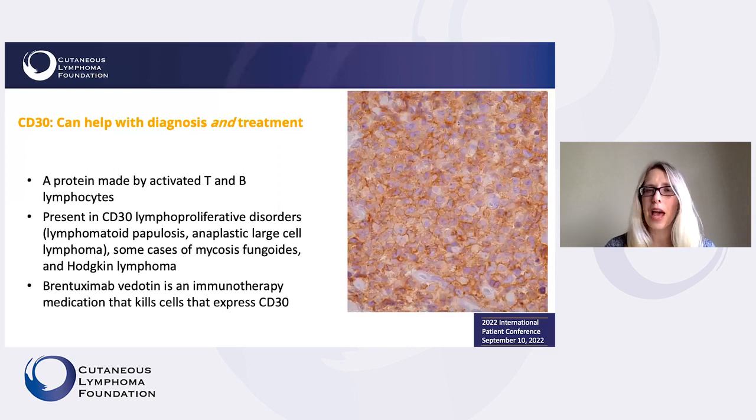Then there's some other markers that can be interesting to help us with diagnosis, prognosis, and treatment. For example, there's a protein called CD30 that can be found on both T and B cell lymphocytes. It's also one of the defining characteristics of that form of T cell lymphomas that we call the T cell lymphoproliferative disorders. And then there is a special treatment, an antibody that is linked to almost like a chemotherapy agent called brentuximab vedotin. And that's an immunotherapy medicine that kills any cells that express CD30.